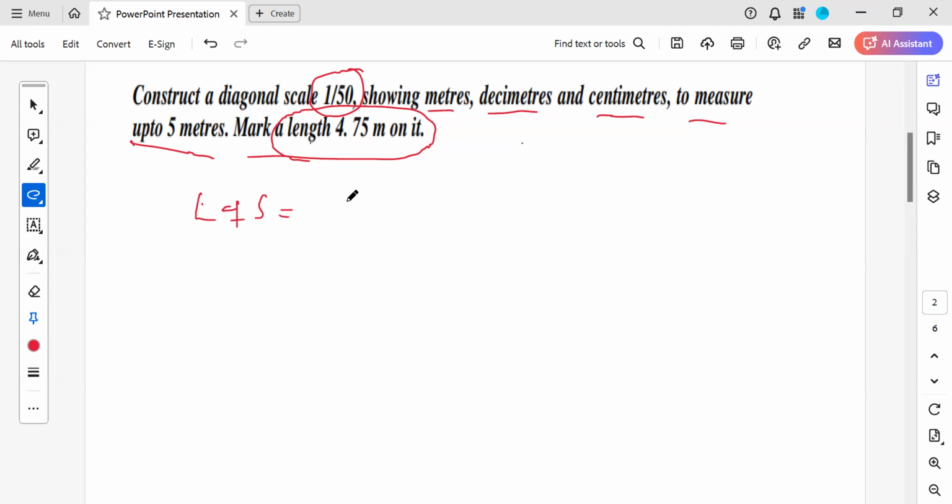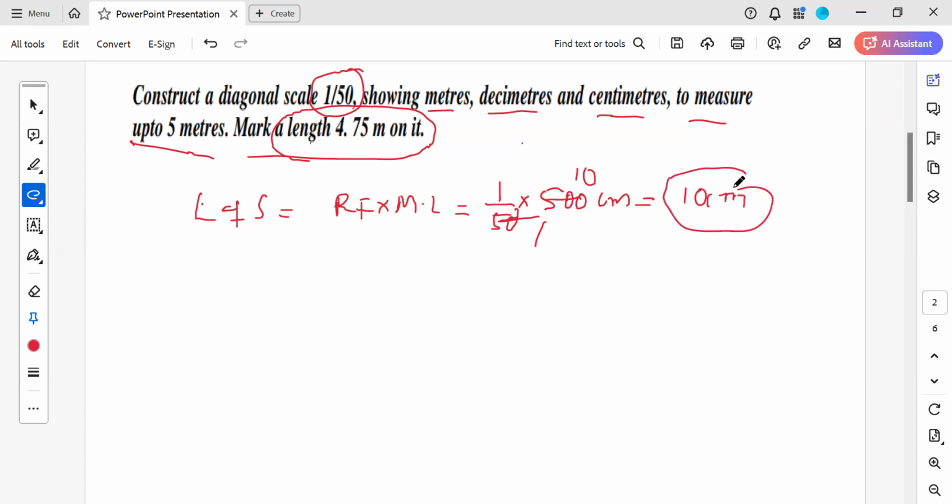Length of scale is equal to RF into maximum length. RF is given as 1 by 50 and the maximum length is 500 centimeters, which is 5 meters. So the length of the scale will be 10 centimeters. Length of scale minimum should be 10 centimeters. Since it is up to 5 meters, 10 divided by 5 means each division will be 2 centimeters.